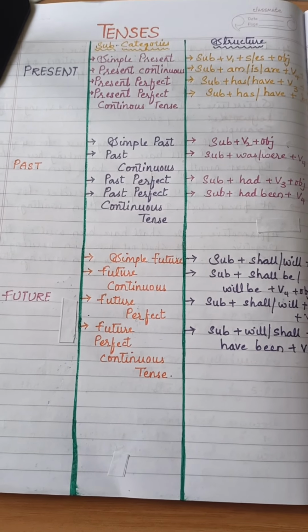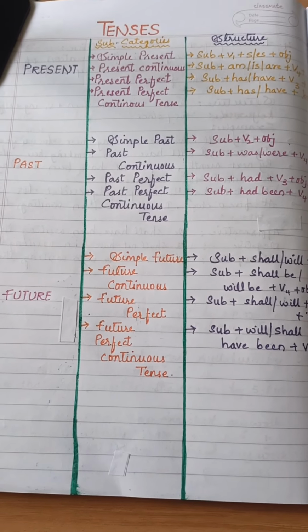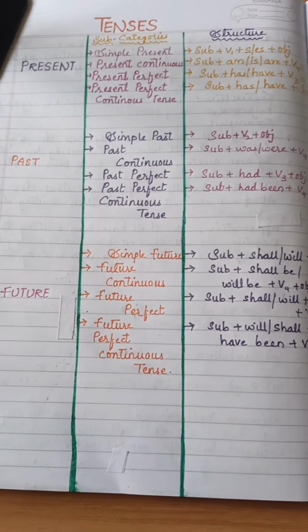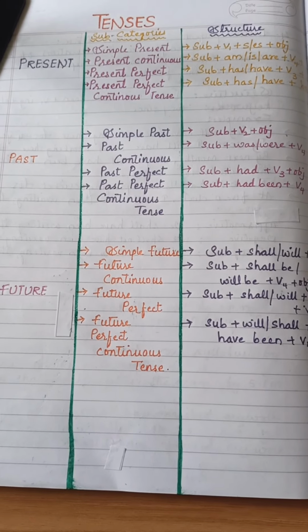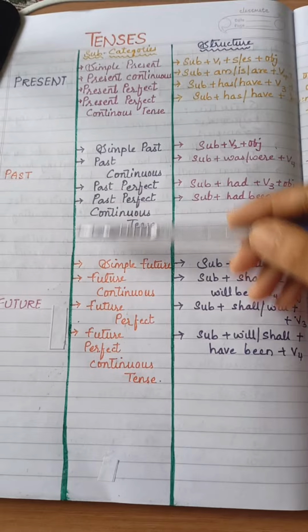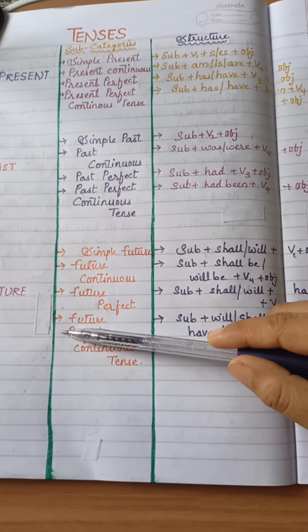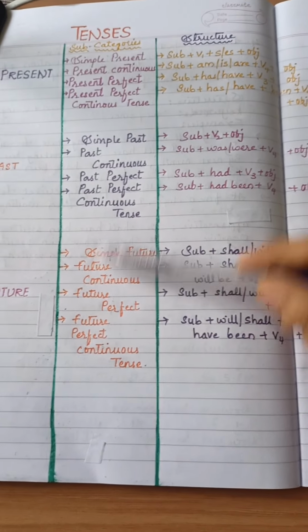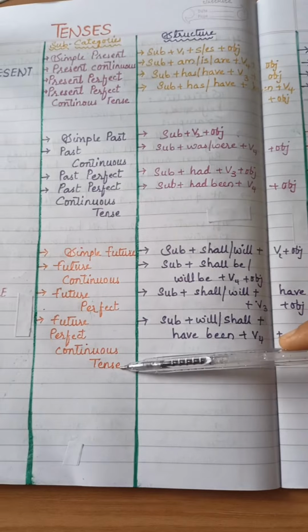So in this video let's learn tenses. So tenses are the forms of verb that let us express when an action or event occurs. So present, past and future are the three primary tenses in English. So each of which has several subcategories.